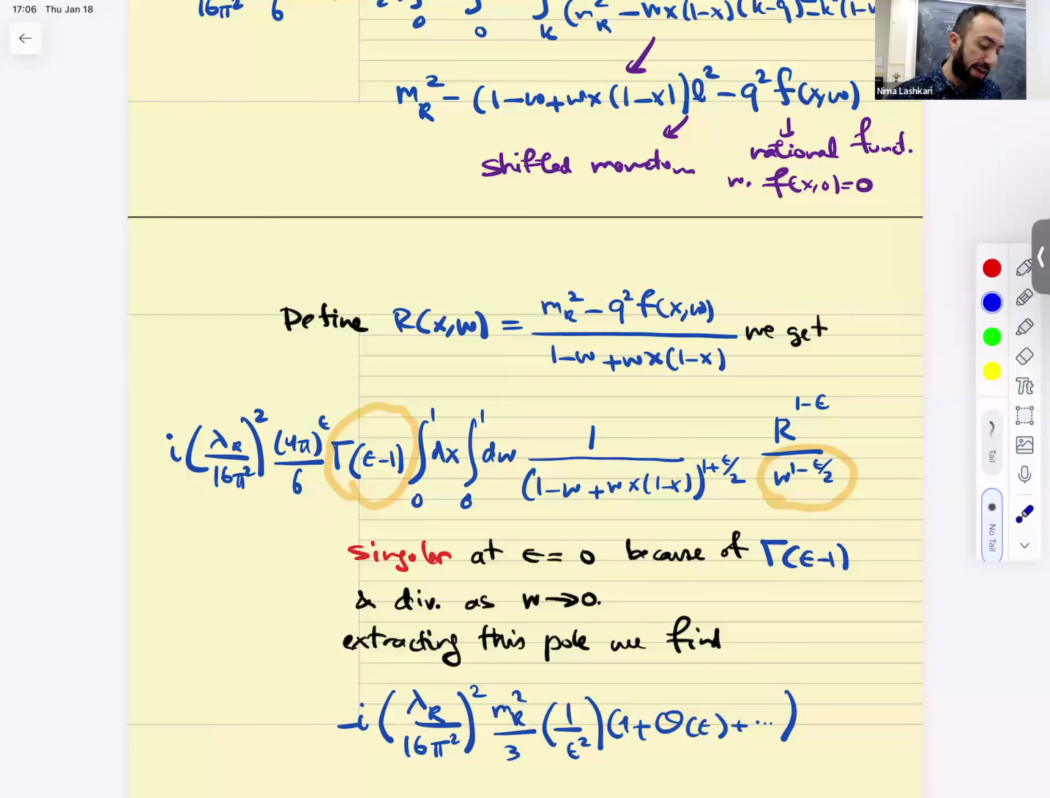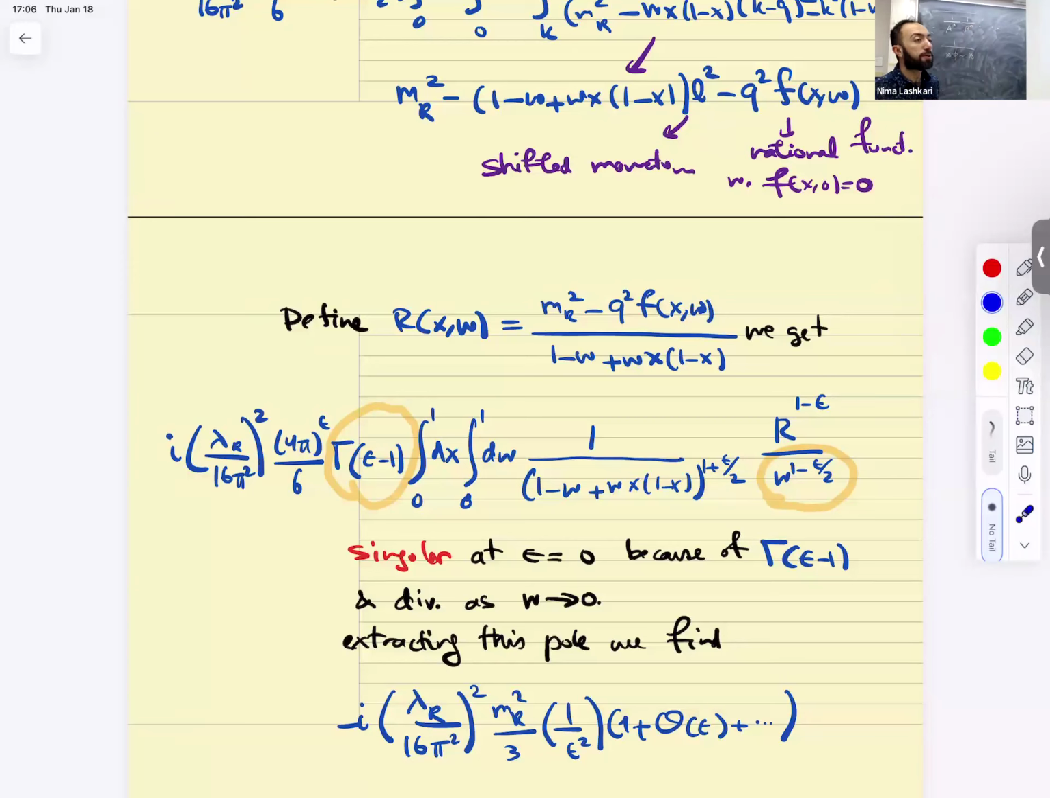Plugging everything in there and doing the integral, I'm not going to bother you with it anymore. I'm just going to give you the answer. It becomes this, i lambda r squared, of course. This is the epsilon dependence, which is going to be very essential for us, right? There's an integral over dx, dw, 1 over this horrible thing, r to the power 1 minus epsilon, w to the power minus epsilon over 2.